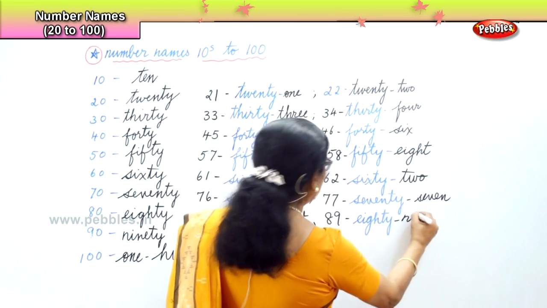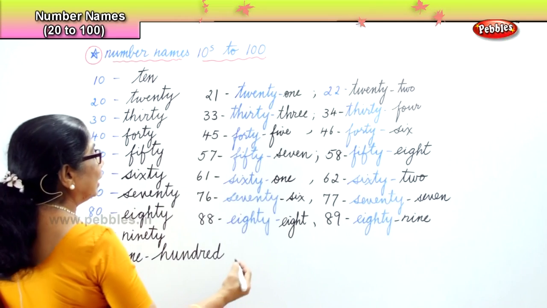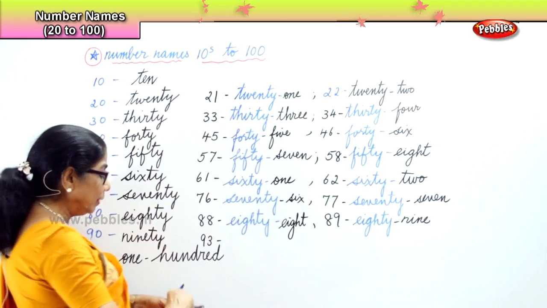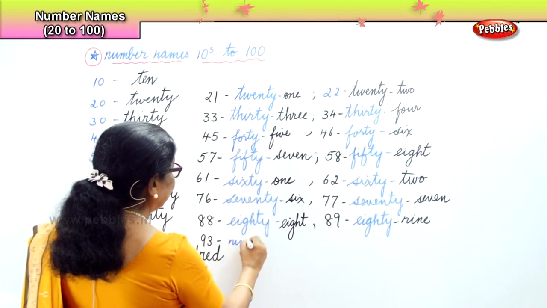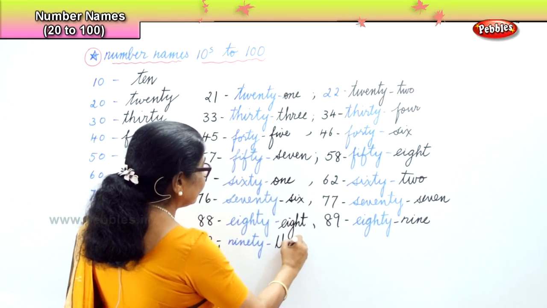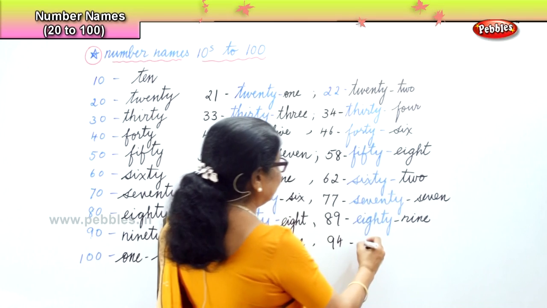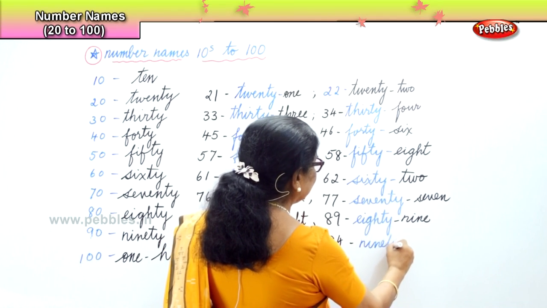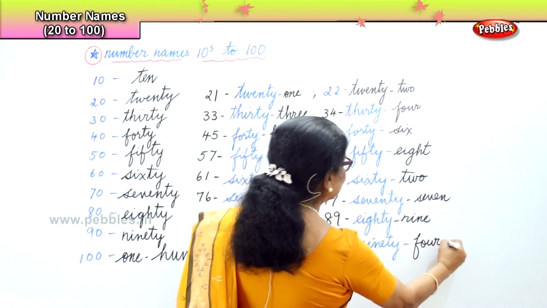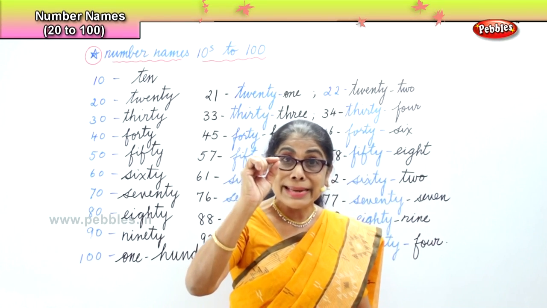Alright? Now, you come to 90. You want to write 92. Or let's say 93. How will you write? 93. You write 90 hyphen 3. 90, you put a small hyphen and you will write 3. And you will go on. Next, let's say 94. How will you write? Same, 90, and then you put a hyphen and 4. 94.